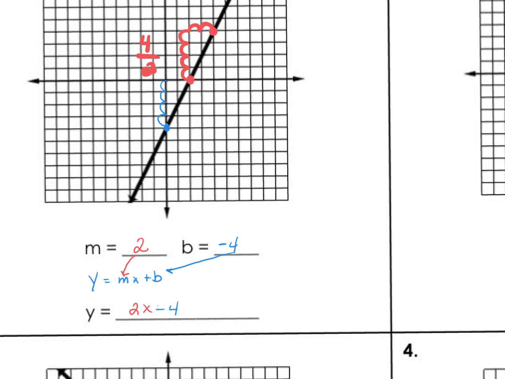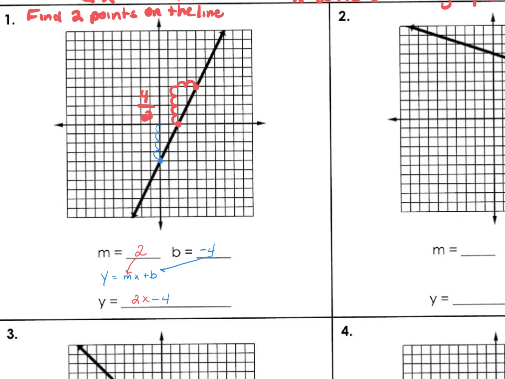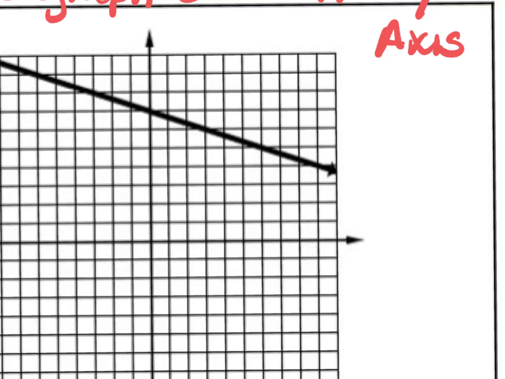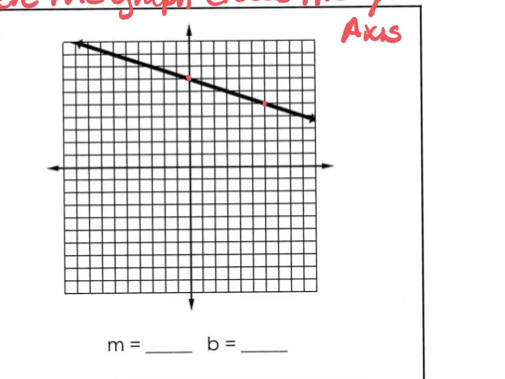Okay, let's try the next one together. Again, we're going to find 2 points on the line. I'm going to use this point and this one.